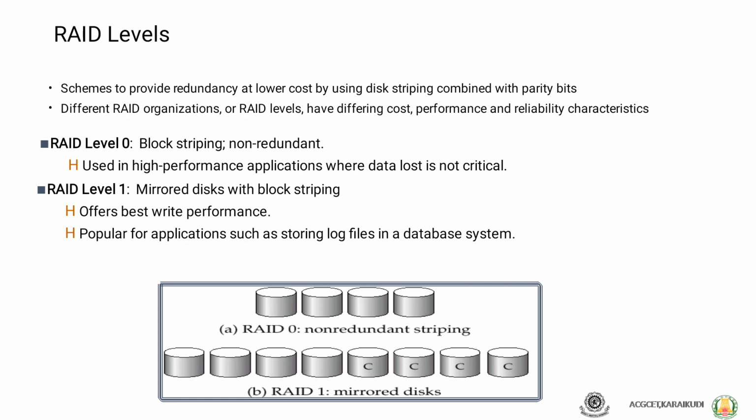In RAID 0, we focus on speed and performance, but the primary goal of RAID 1 is to provide redundancy. It eliminates the possibility of data loss and downtime by replacing a failed drive with its replica.